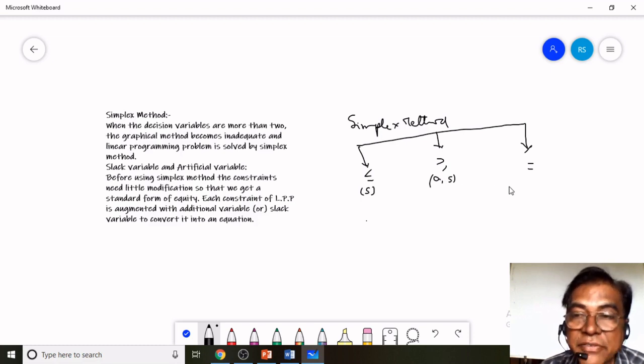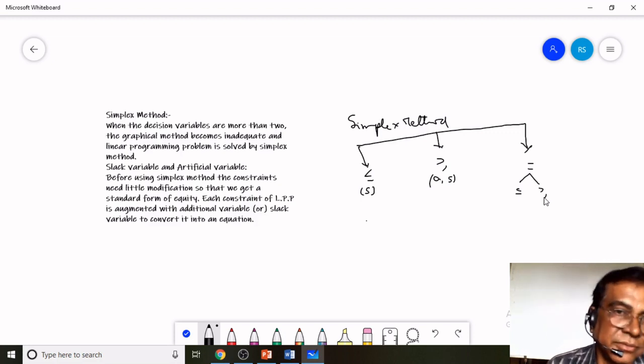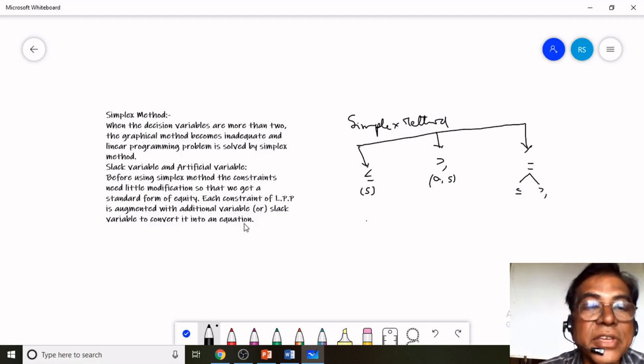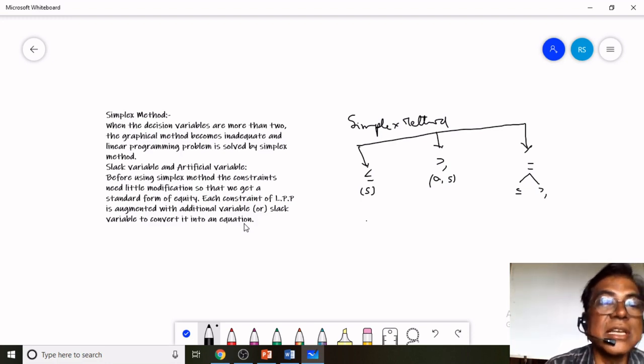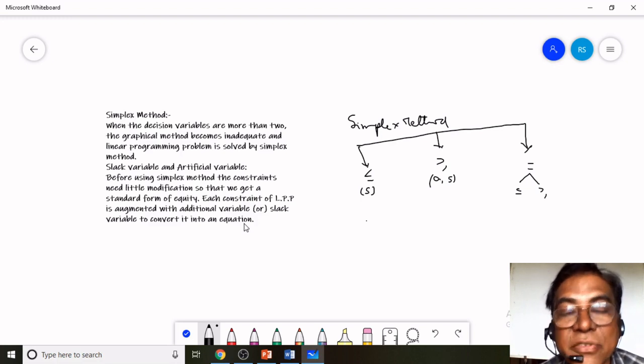If the equation is given as equal to, again it is divided into 2 main categories. One is less than or equal to, another one is greater than or equal to. That is a very important point. Now come to this point: slack variables, artificial variables. Before using the simplex method, the constraints need a little modification.